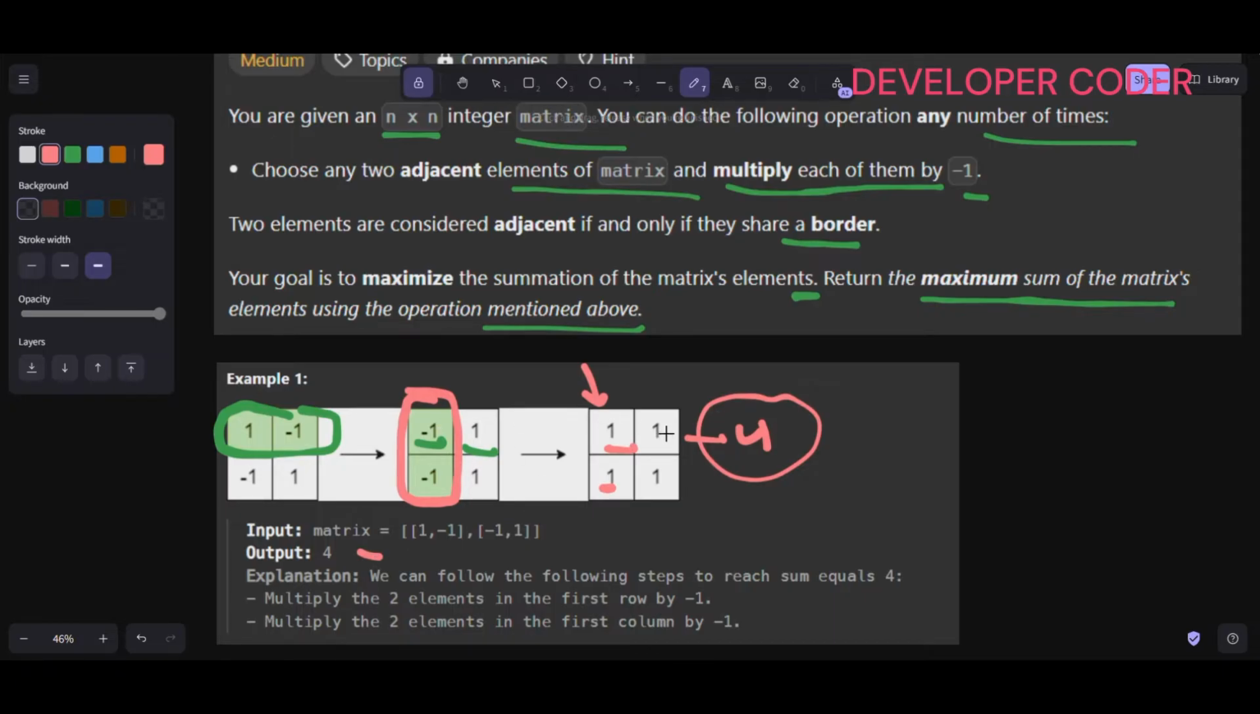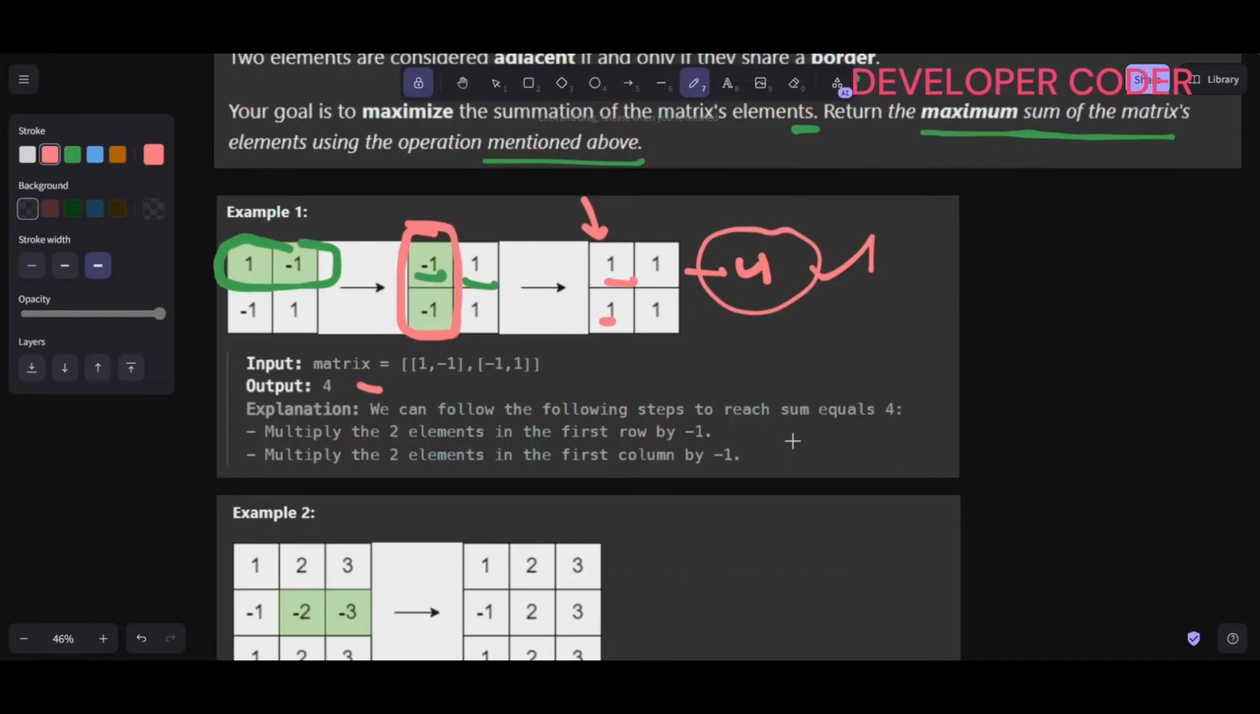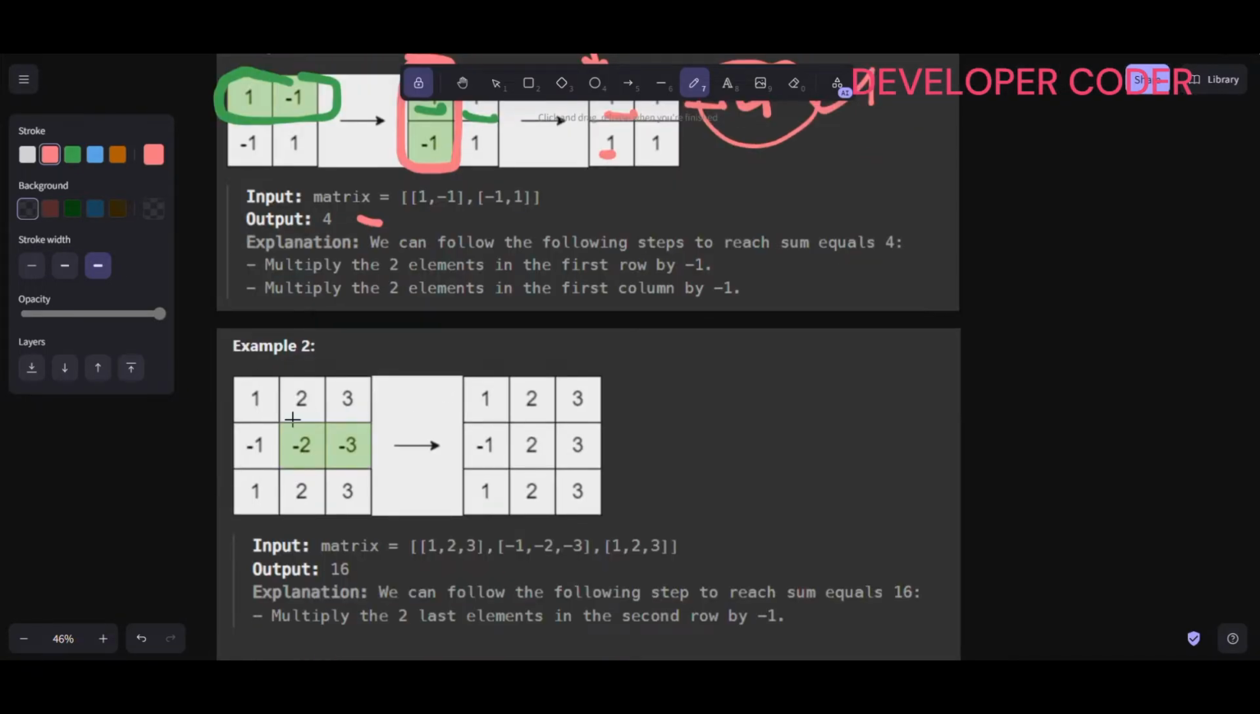We need the maximum summation of the matrix elements, and every time we are multiplying the elements that share the same boundary with -1. Here they share the same boundary, so I did the multiplication with -1, and then again they share the same boundary, so I did the multiplication with -1, and in the end this was the matrix, and when I do the summation I get this result. Now see this example. Here I'm directly multiplying these two with -1 because they share the same boundary, and I will get 2 3, and in the end this is -1. I can't multiply this with any other number, so this matrix is going to give me the maximum summation.